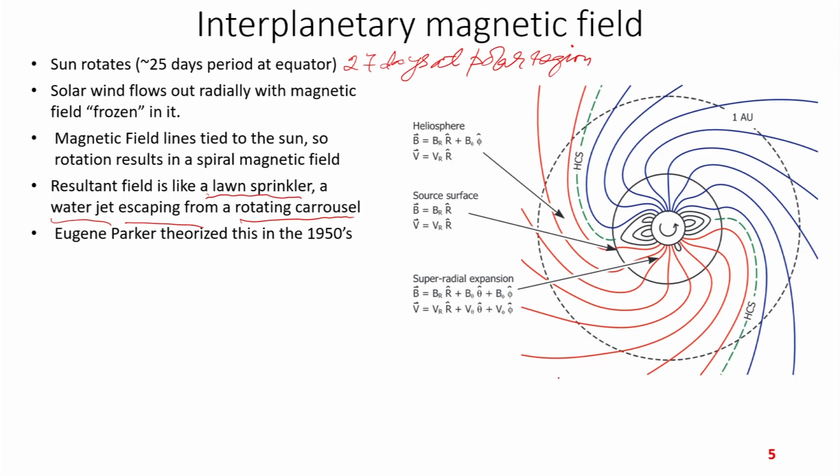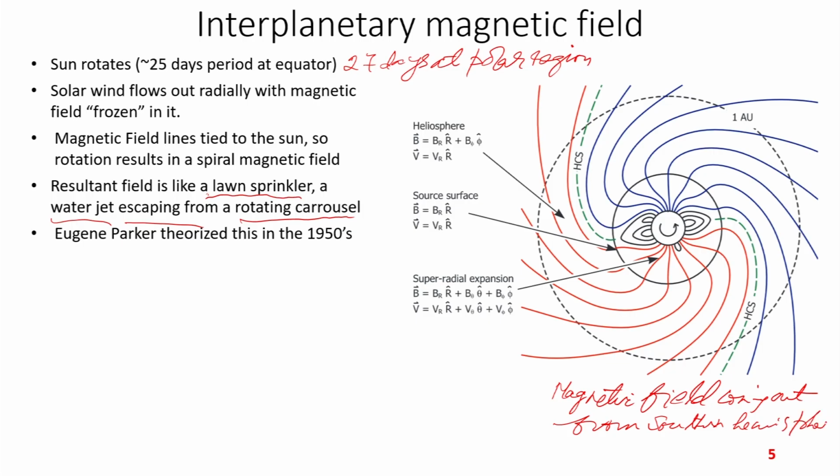Here the red magnetic field shows the field coming out from the southern hemisphere, and this part is the magnetic field from the northern hemisphere.